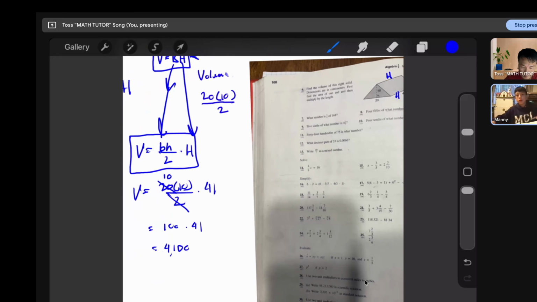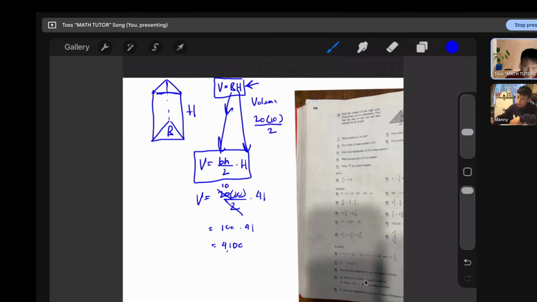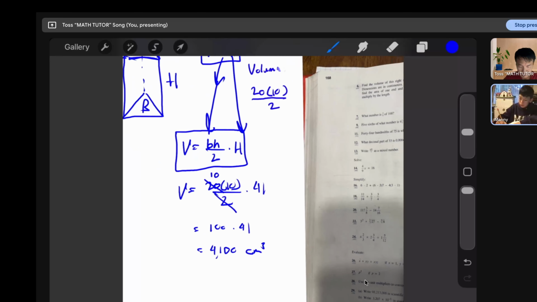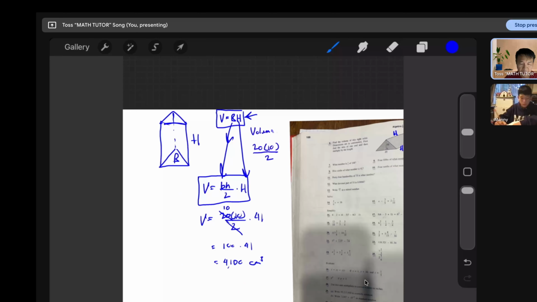Centimeters cubed. Very good. All right. Volume. Yep. Very good. I hope you're okay with that. It has to do with, let me explain, okay?